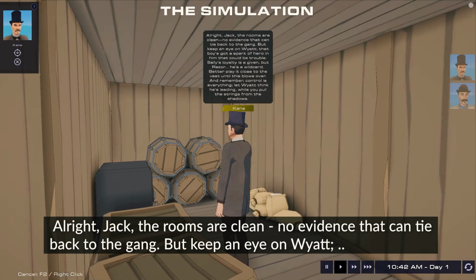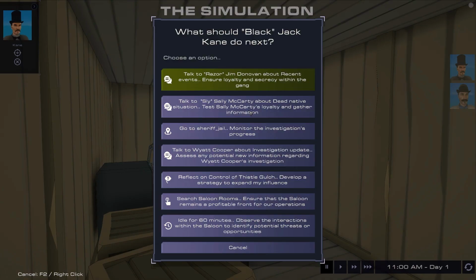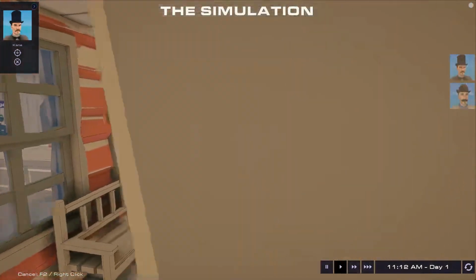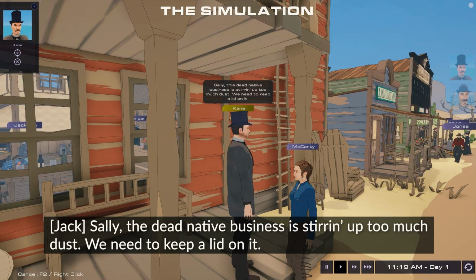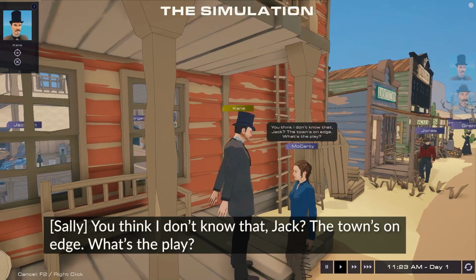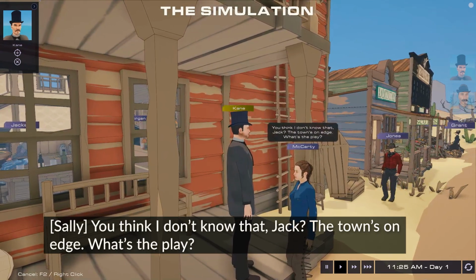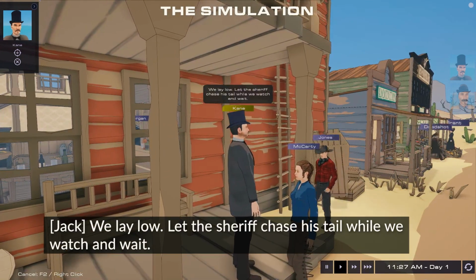For Blackjack, SAGA will provide options that leverage his two loyal lieutenants, Sally McCarty and Razor Jim Donovan. Here, SAGA used the Talk To skill to generate the action Talk to Sally McCarty about the dead native situation to test her loyalty and gather information.